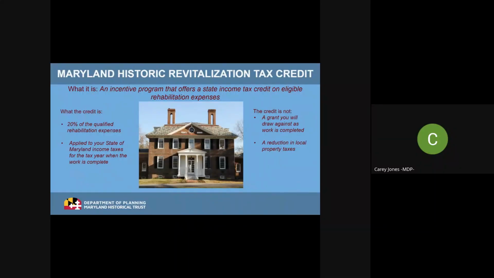The credit is not a grant, such as the ones that Stacy just described, that you draw against, and it is not a reduction in your local property taxes. As I mentioned, it is equal to 20% of the qualified rehabilitation expenses. For example, if you have $50,000 in expenses, you will receive a $10,000 credit towards your state of Maryland income taxes. Next slide, please.